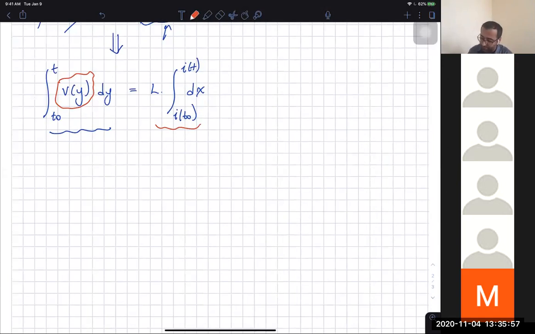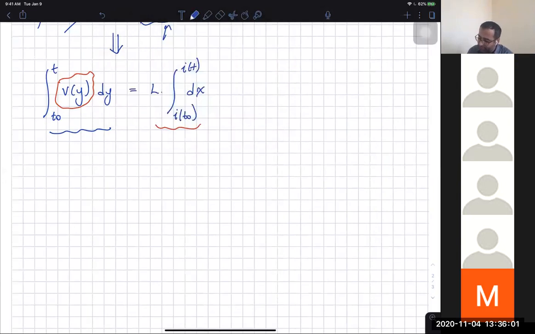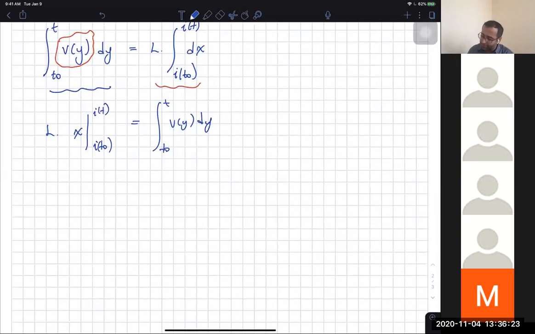It's that simple. For this side, as I said, I can just swap the sides. That will be easier for me. So the integral of dx is x, and I will be evaluating that at I(t) and I(t0), right? So that will be equal to the integral from t0 to t of v(y) dy. And then I can calculate this left-hand side again. I can say L times, I can first actually take this L to the left-hand side.